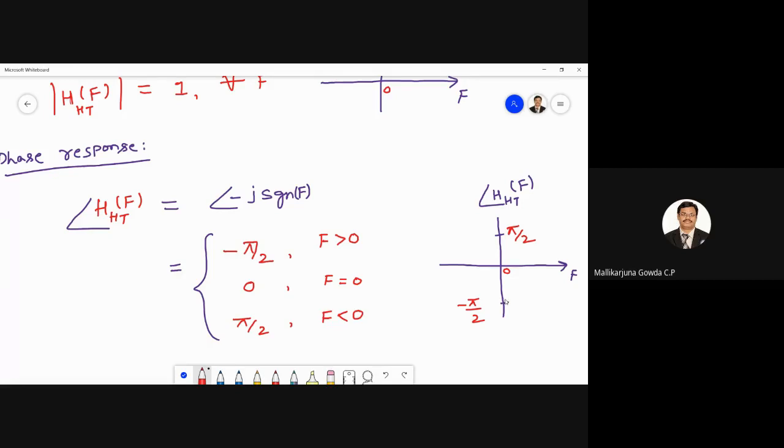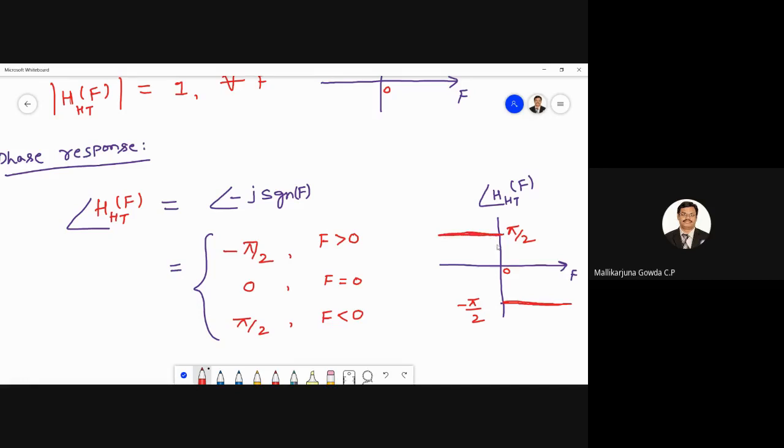For f greater than 0, what is the value? How do I represent it? See, for f greater than 0, it is minus pi by 2, right? So for f greater than 0, I can say this is a phase shift. For f less than 0, it will be pi by 2.